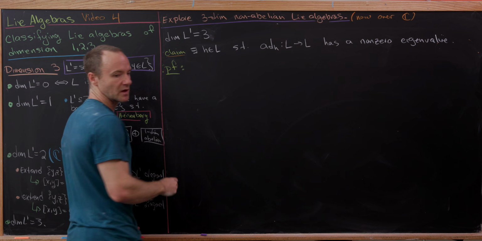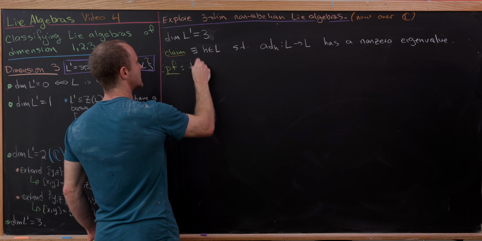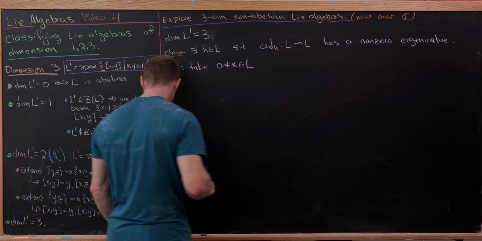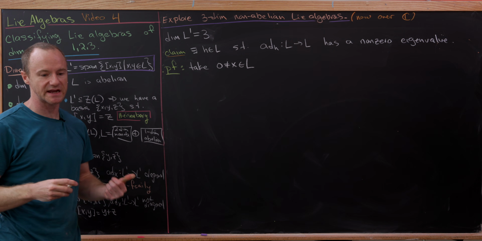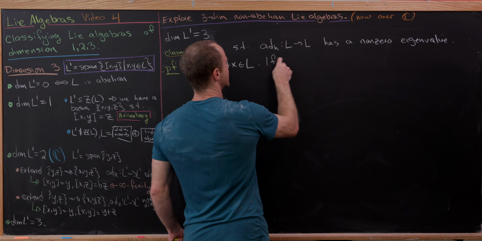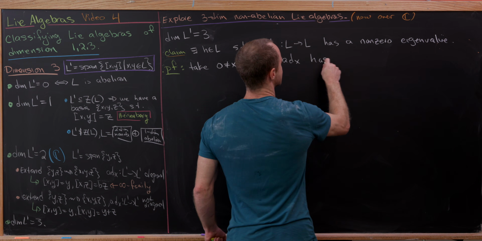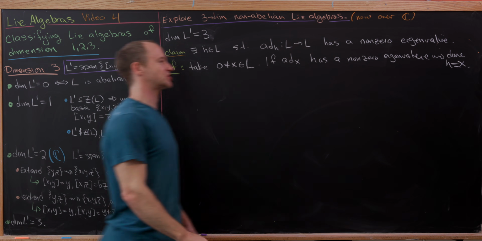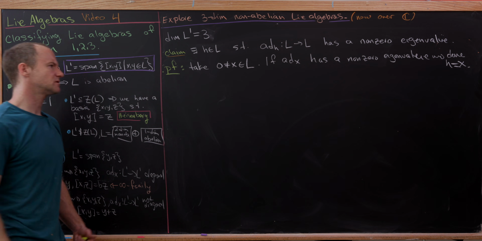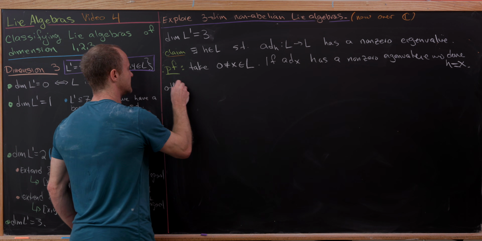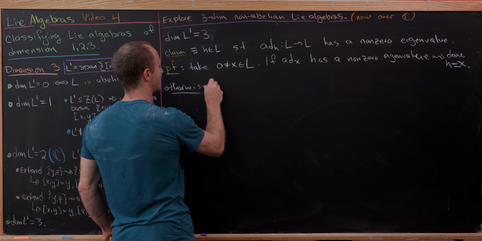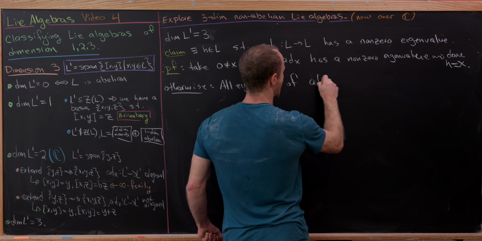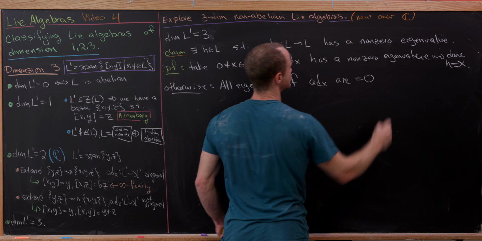So how does this go? Well, we're going to take any non-zero vector, I'll call it x, inside of L. And then this is going to break into two cases. In one case, we're pretty much done. If ad x has a non-zero eigenvalue, then we're done, and we can simply set h equal to x. Let's suppose that's not the case. Otherwise, what does that mean? That means that all eigenvalues of ad x are equal to 0.